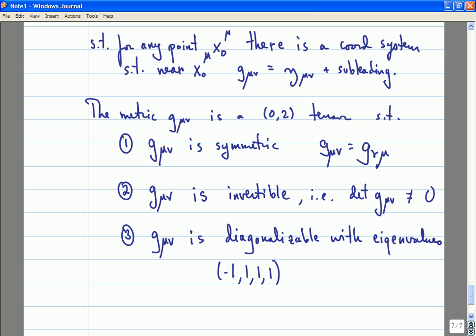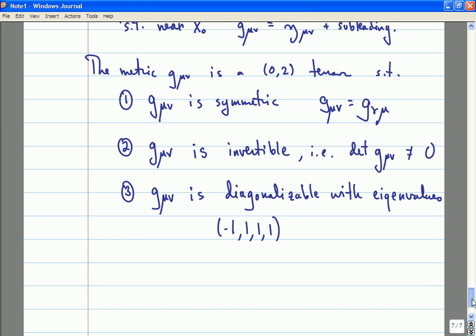I claim that all three of these properties are a consequence of the fact that g mu nu can be written, in an appropriate coordinate system, as eta mu nu plus terms that are subleading as we move away from the point x naught. So the fact that g mu nu is a tensor just follows from the general principle of coordinate invariance of our laws of physics, namely they have to be formulated in terms of tensors, and these three properties follow from the Einstein equivalence principle.